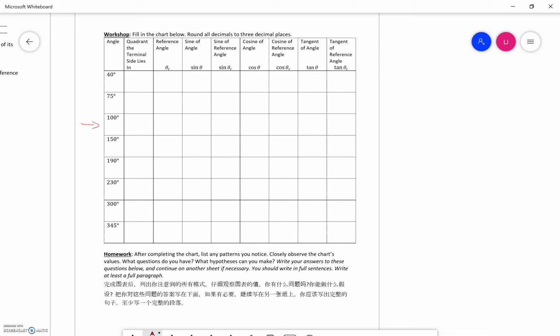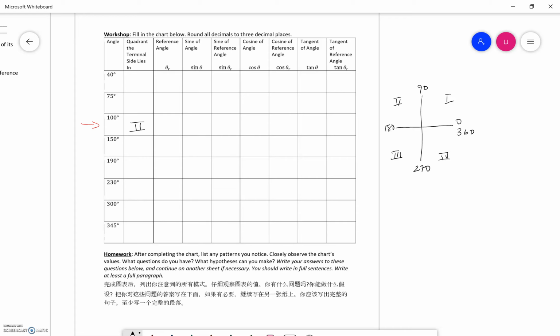So for 100 degrees, if we're not sure, remember our coordinate plane goes from 0 degrees to 90, 180, 270, and 360 is all the way back to the beginning. So 100 degrees, this is quadrant 1, 2, 3, and 4. We can see 100 should be in quadrant 2. 100 is between 90 and 180. So this is quadrant 2.